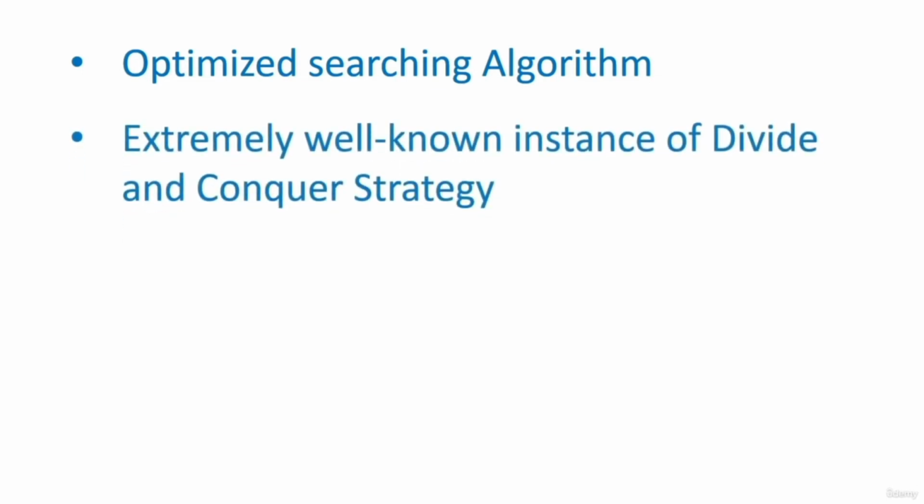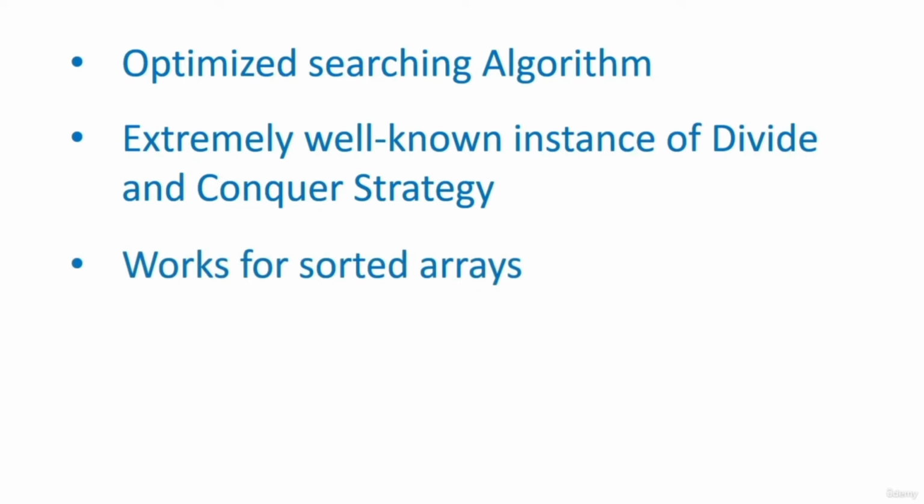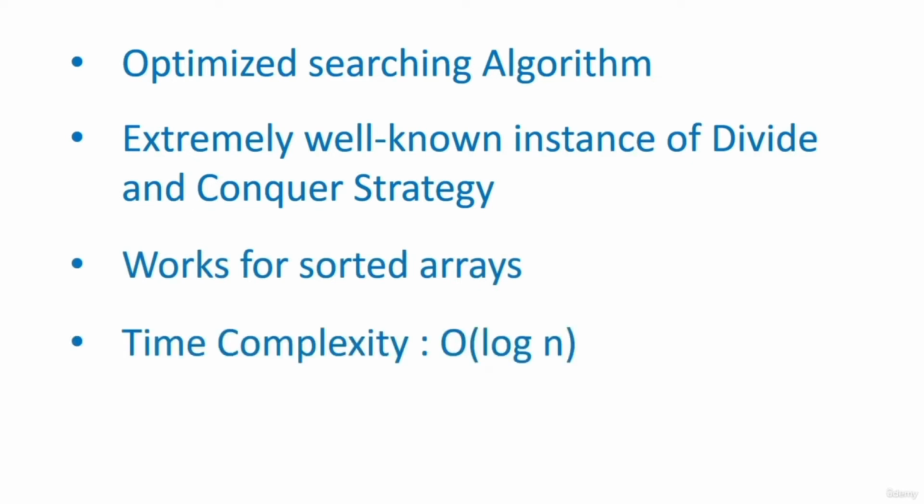It is a well-known example of the divide and conquer strategy, in which we divide the main problem into a number of small problems and we try to solve them. Ultimately, we conquer the main problem. One more important point to remember about binary search is that it works for sorted arrays. And the time complexity of binary search is O of log n, which is way better than the linear search time complexity O of n.